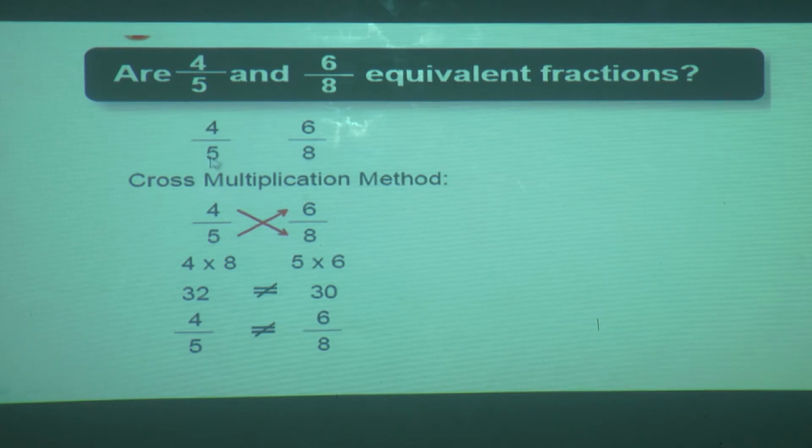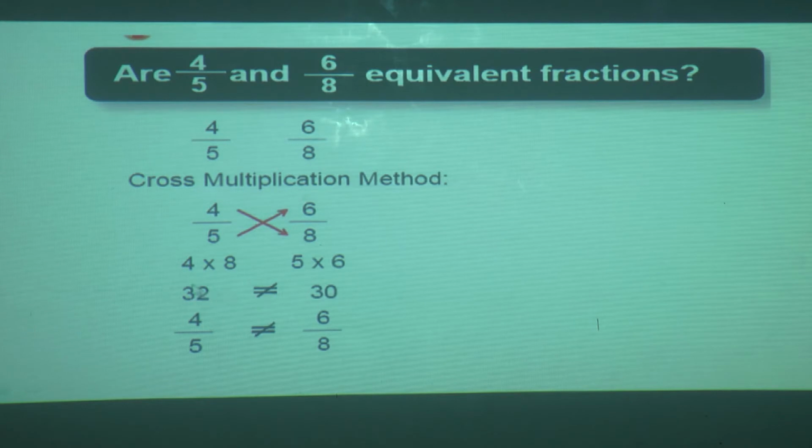4 upon 5 and 6 upon 8. We will do the cross multiplication, which means we have to multiply 4 by 8 and 5 by 6. So you know 8 times 4, or 4 times 8, is 32, and 5 times 6 is 30. Now you have to find out whether 32 and 30 are equal.